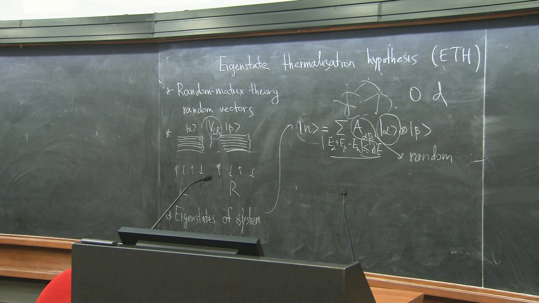Scars would violate ETH. That's exactly what's interesting about them. They would violate it in infinite-size systems or for solvable models, both diagonal and off-diagonal.